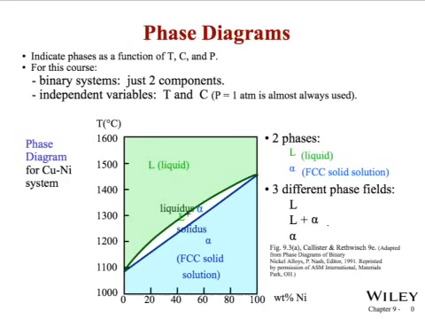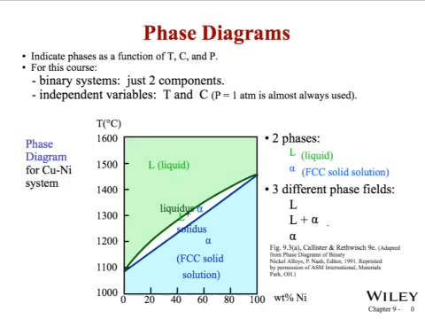On this slide, we can see a phase diagram of the copper-nickel system. Here we see that this is a binary system, meaning that there are just two components, the copper and the nickel, that make up this entire system. Again, we want to indicate that the phases are a function of temperature, pressure, and concentration. However, most of the time on these diagrams, since we can't show all three, we only have two axes, and the pressure is held constant at 1 atmosphere. This is usually a standard that's held.